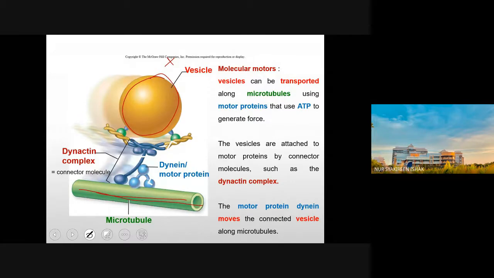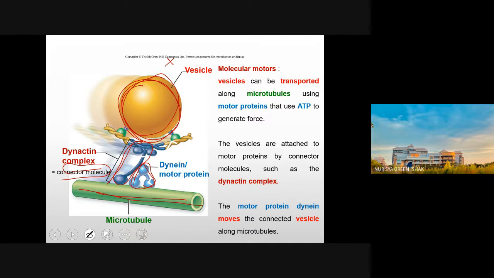So the attachment will involve, okay, the microtubules, okay, and the dynein or motor protein here. Okay, so the motor protein will attach to the microtubules, and it also attach to the dynactin complex ni. Kan yang ni. So this dynactin complex will attach to the organelle, the ribosome here. Okay. So dynactin complex is a type of connector molecule. It connects the organelle to the motor protein to the microtubules.